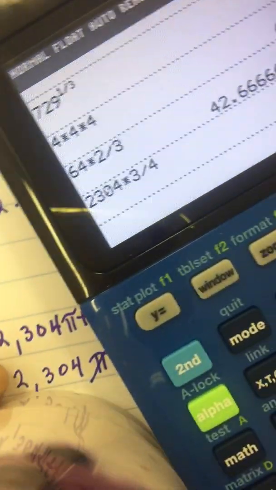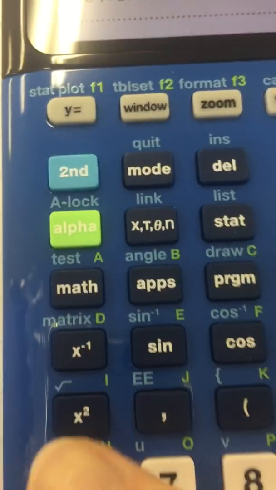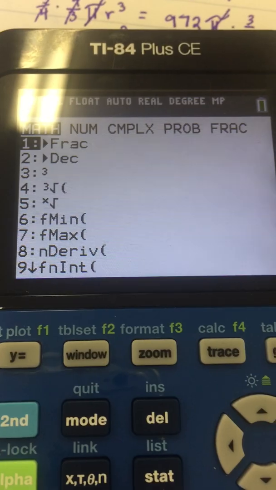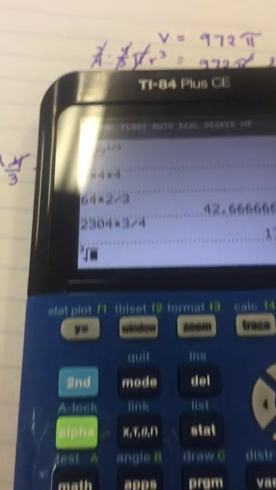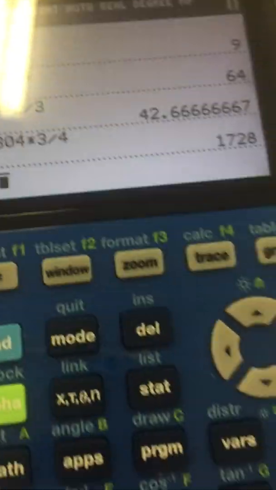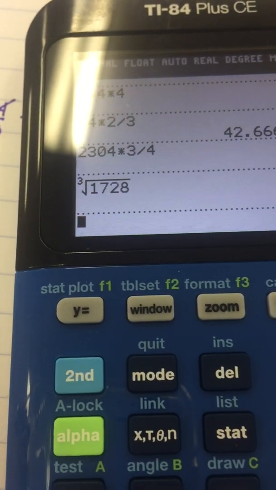So let's do a quick review of how I do that on my calculator. Give me just a second to get this so you can see it better. I'm going to do the math button, and I'm going to come up here, and I'm going to scroll down to number 4, where it sets up the cube root for me. I'm going to press enter, and now I have the cube root set up, and the number is 1728. So 1728, and the answer is 12.